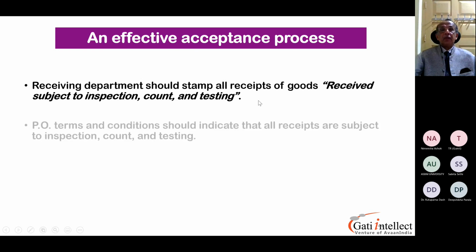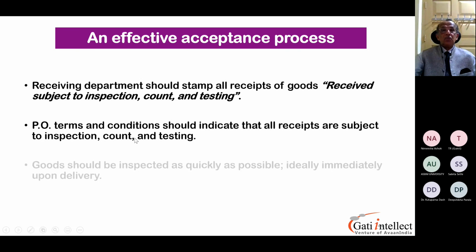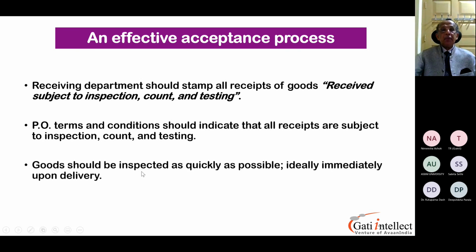supplier. Purchase order terms and conditions should indicate all receipts are subject to inspection, count and testing. You can put that in the purchase order, or you can have along with the purchase order an SLA, service level agreement, where all these things can be included or should be included. Goods should be inspected as quickly as possible, ideally immediately upon delivery. This is mandatory for you in the warehouse.